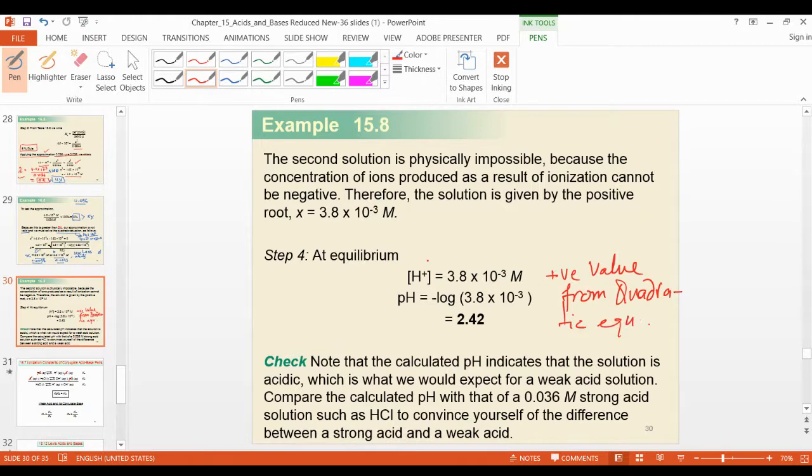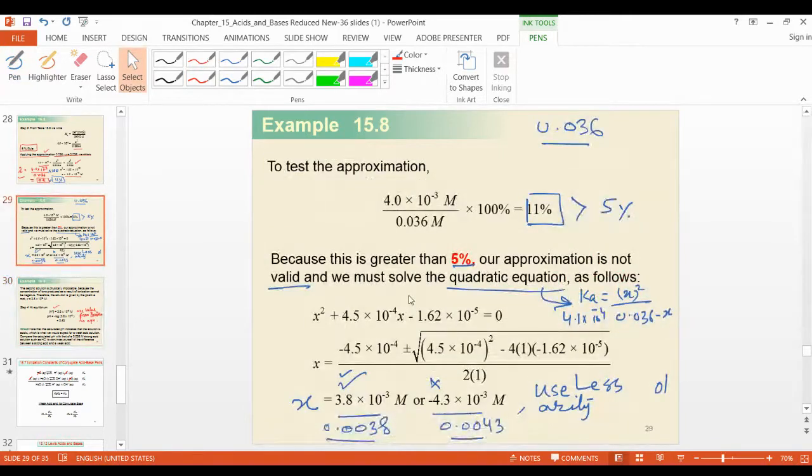Quadratic equation, and then you calculate. So is it clear now how we explain, how we calculate, use ICE table? But in this way, there is one more step, because in chapter 14 you can calculate directly, with no need to compare with 5%. But here you have to compare with the 5% rule. Then you check whether this approximation is correct or not correct.